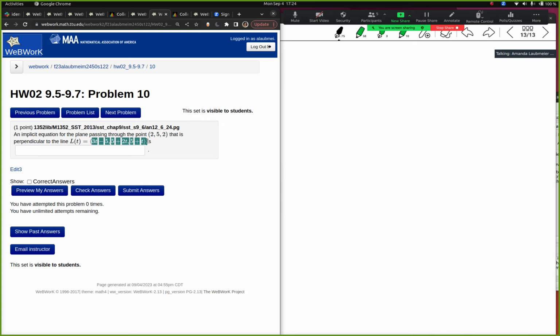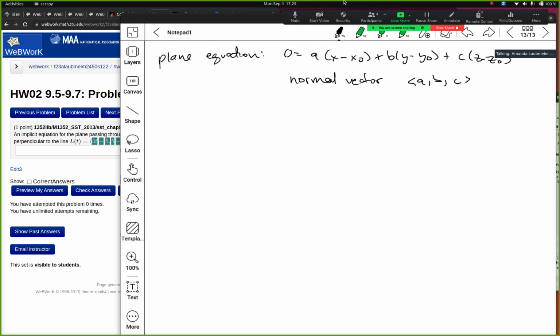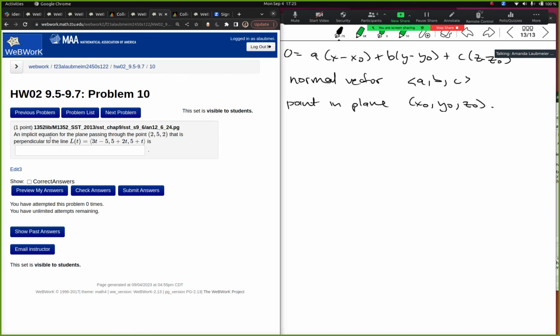So kind of same idea. Plane equation is 0 equal to a times x minus x0 plus b times y minus y0 plus c times z minus z0, for normal vector a, b, c. Sorry, I forgot to switch over to this. And point in plane x0, y0, z0. So let's see what we're given here. We're given that the plane should pass through this point 2, 5, 2.